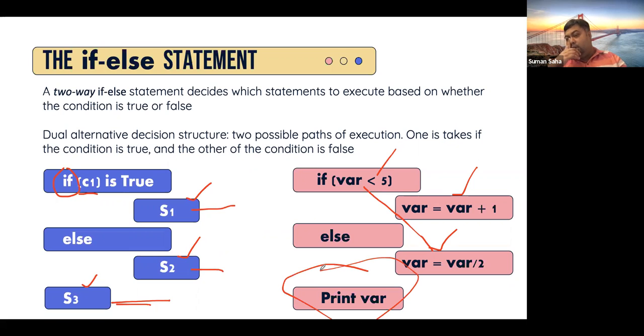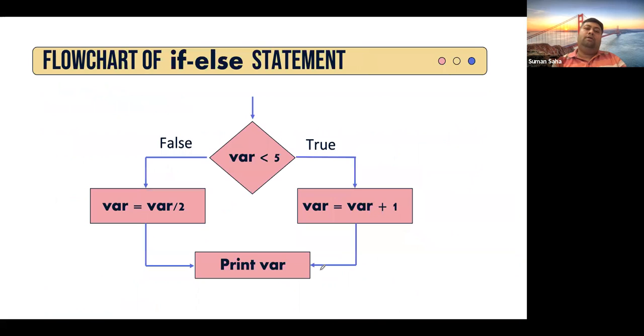And finally, you print the var. So this is called the if-else statement. The previous one was the if statement. Now it is the if-else statement. So you have: if it is something, then you do something, else do other things. Now let's see the flow charts. That was the flow chart for the if statement. Now we are seeing the flow chart for the if-else statement.